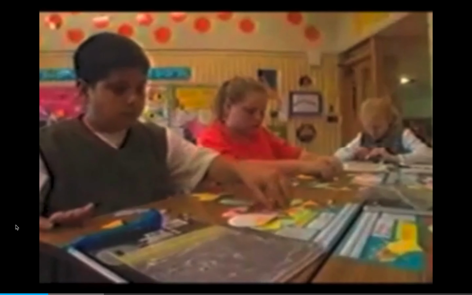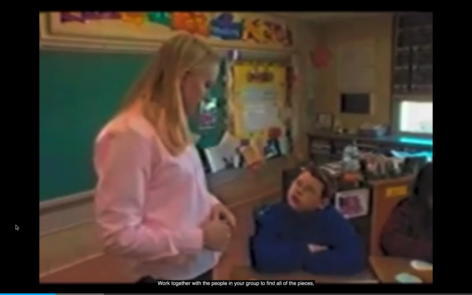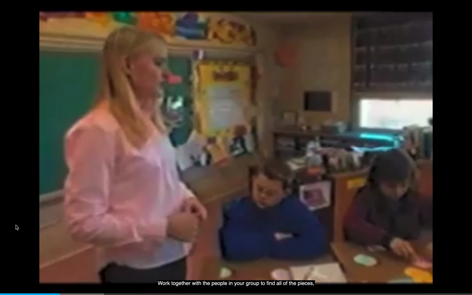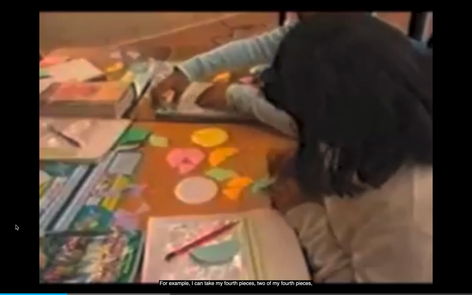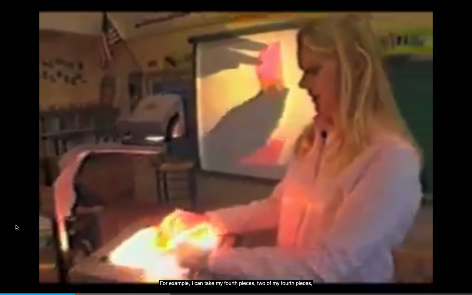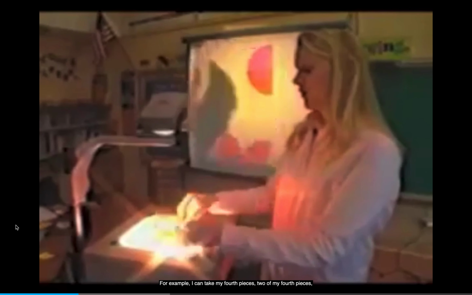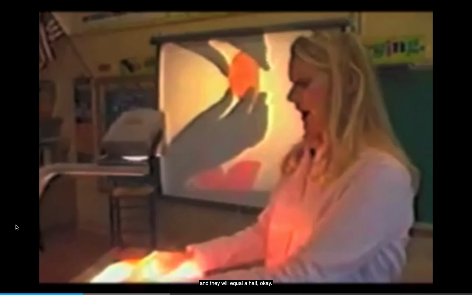I needed a creative way to teach equivalent fractions, and I did that using manipulatives. Work together with the people in your group to find all of the pieces, the fractions that will equal 1/2. For example, I can take 2 of my fourth pieces, and they will equal 1/2. Okay? These are equal.